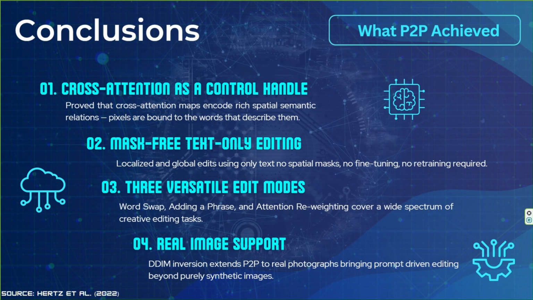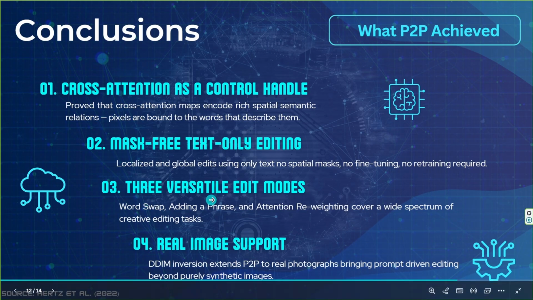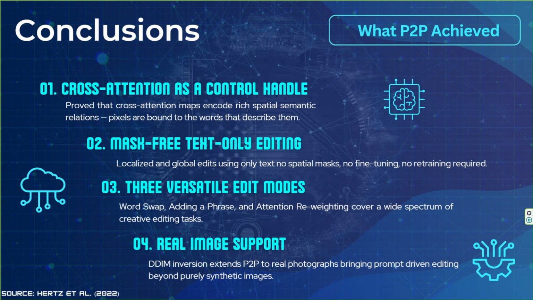So, what did the paper achieve overall? The key discovery is that attention maps tell you where each word lives in the image, and you can use that to edit without any mask. The three modes my team presents today are word swap, adding phrases, and reweighting. It covers a wide range of edits. And with DDIM inversion, all of this works on real photos too.